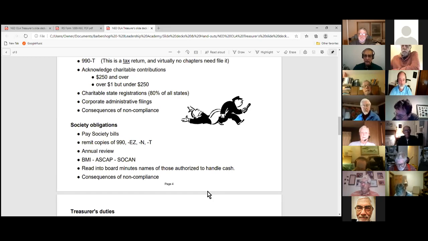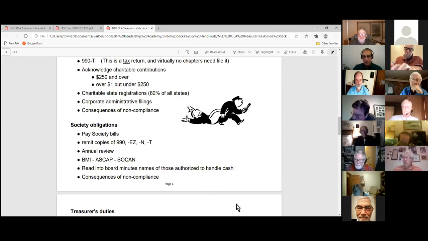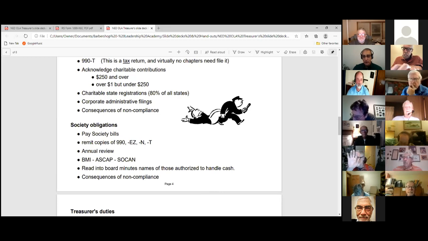Can I see a wave from anyone who's filed BMI and ASCAP? Okay, let me quickly scroll because I can't get you all in one view. I didn't see too many hands go up there. Can you wave again, please? This time I'll be faster. 1, 2. I only see 2. Our secretary has filed it. I just write the check. Okay, well that's what I meant to say.